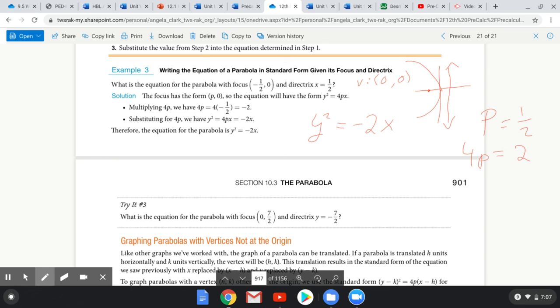So yeah, we can use the information that we're given, find p, multiply it by 4 to give you this number, figure out the direction, and that will tell you if this is x or y and if this is positive or negative. So those are the things that you need to know to write the equation. Obviously, you need the vertex. So vertex, p, and which direction the parabola is facing. Those are the things you need to know to write the equation.